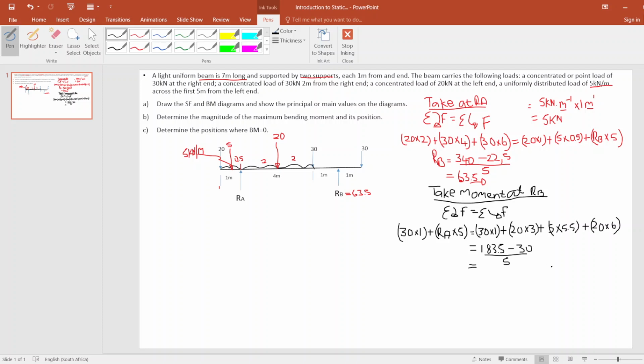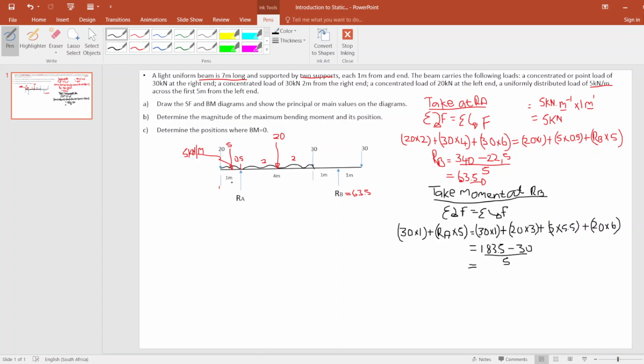No, what did I do? Did I add everything? Let's see. Forces which are rotating clockwise, it is this one, 30 multiplied by 1. And this one. The anti-clockwise, it is 30 multiplied by 1. Then it is 20 multiplied by 3. Then it is 5 multiplied by 5.5. Then it is 6 multiplied by. I think I've made a mistake somewhere.